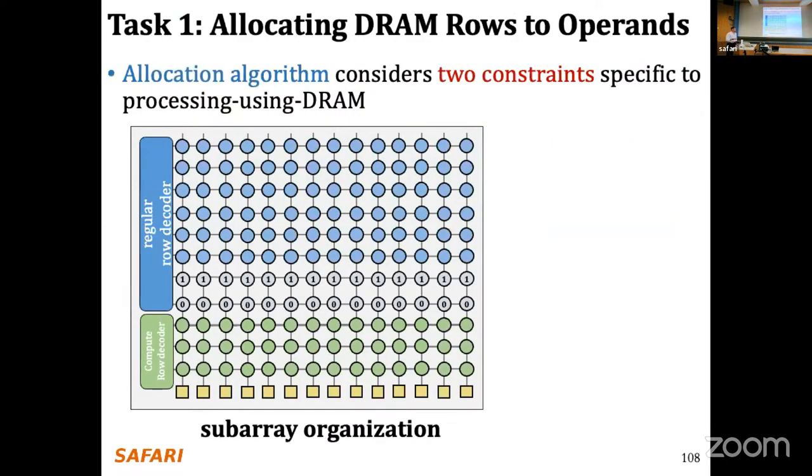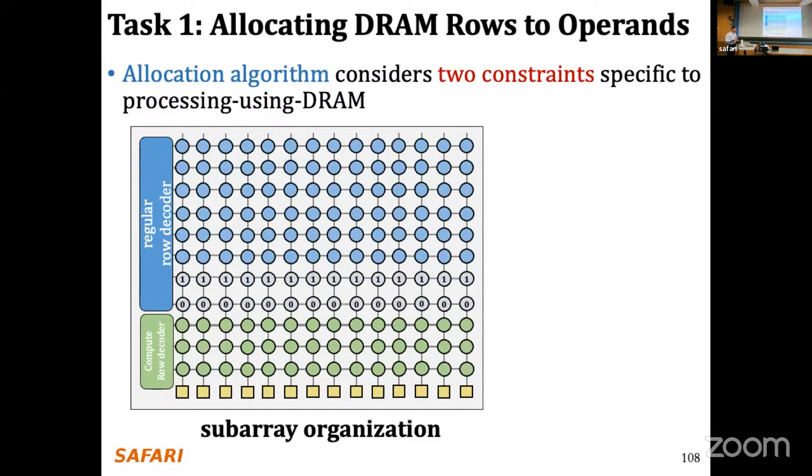This here is a subarray organization that was proposed by the Ambit paper. As I briefly mentioned before, we are going to have some specialized rows that are going to be designated. You are going to have some designated rows to do the triple row activations, because if you do it in the regular DRAM rows, you're going to destroy the data and you don't want to do that.